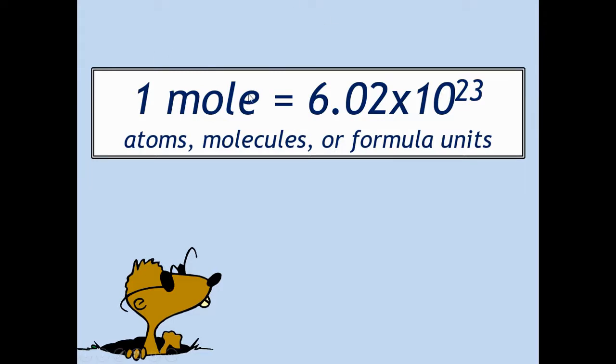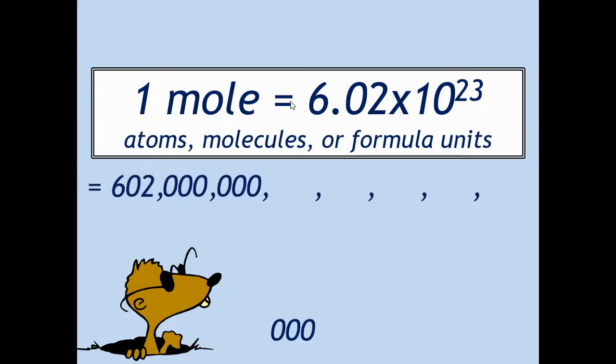But 1 mole is equal to 6.02 times 10 to the 23 of anything. So if I say I have a mole of frogs, that means I have 6.02 times 10 to the 23 frogs. If I say I have a mole of helium atoms, that means I have 6.02 times 10 to the 23 atoms. Okay, so what does that look like? This is what this number looks like.